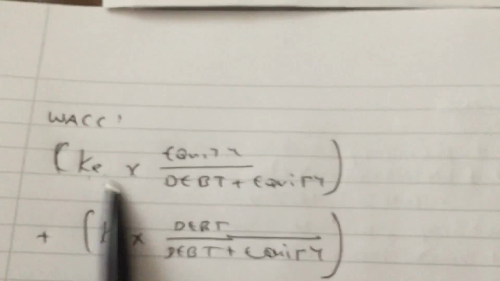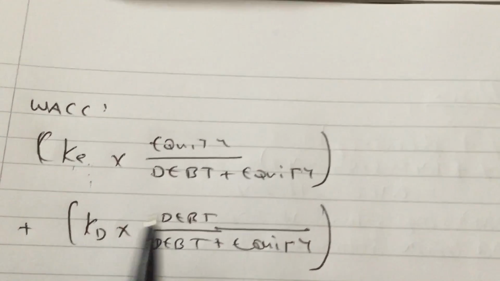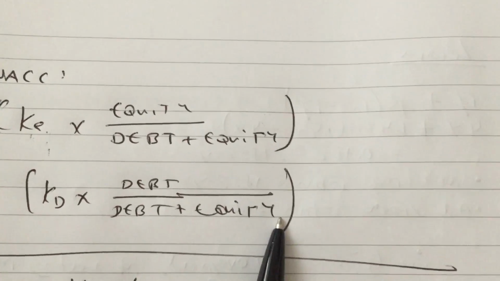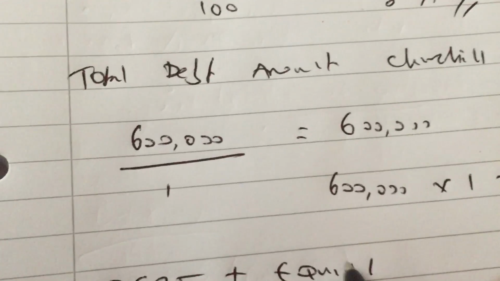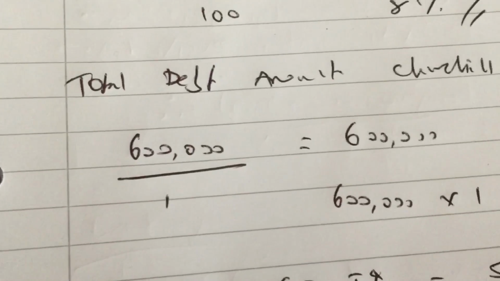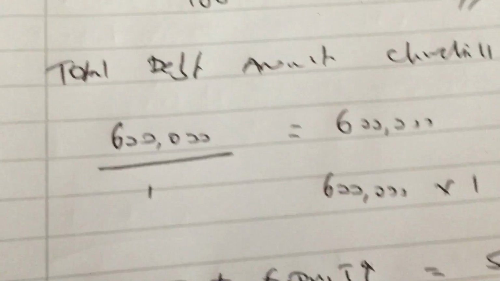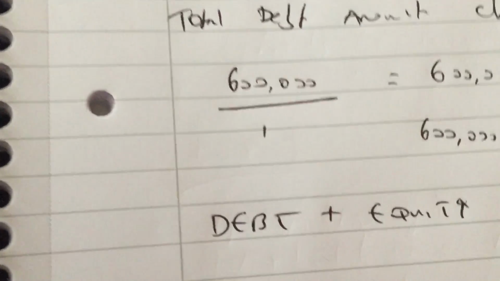And now, for Churchill PLC, we have our cost of equity, our equity, our cost of debt, and our debt. We want to work out our debt plus equity. So our debt plus equity is just our total equity, 500,000, plus our total debt, 600,000, which equals 1,100,000. So now we can start doing our WACC formula.